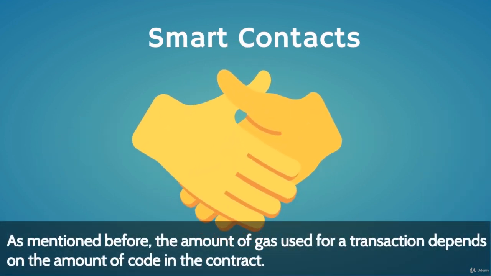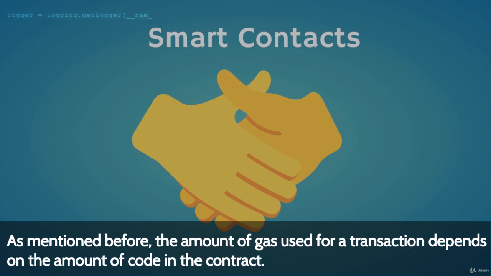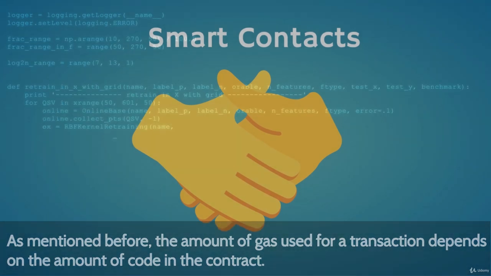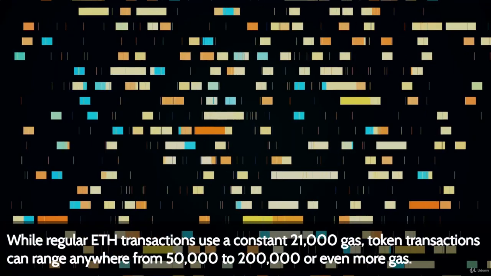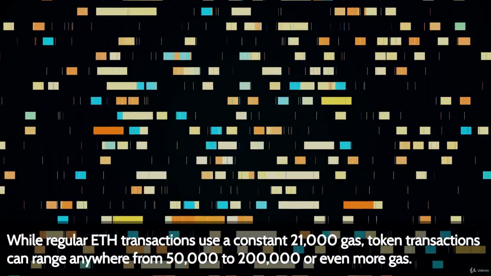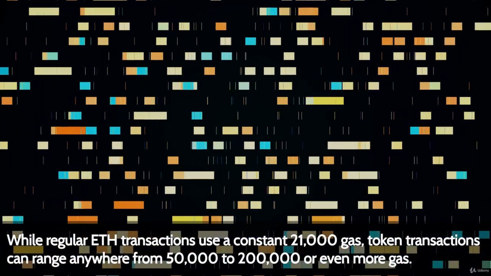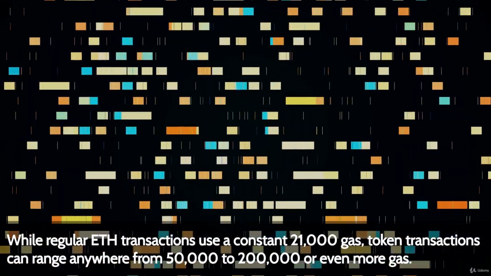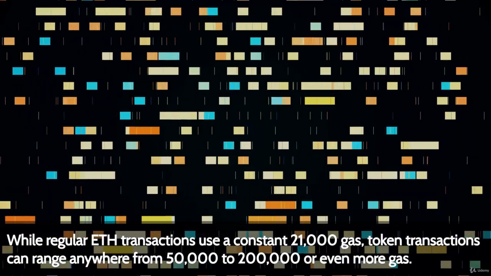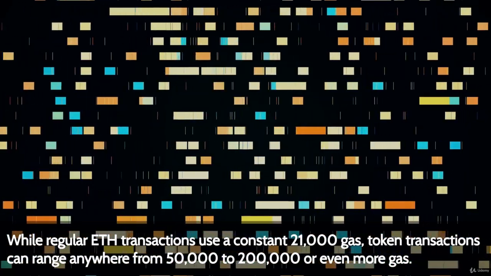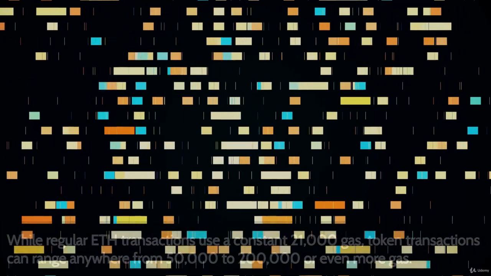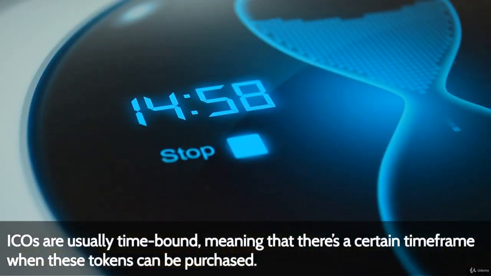As mentioned before, the amount of gas used for a transaction depends on the amount of code in the contract. While regular ETH transactions use a constant 21,000 gas, token transactions can range anywhere from 50,000 to 200,000 or even more gas. ICOs are usually time-bound, meaning that there's a certain time frame when these tokens can be purchased.